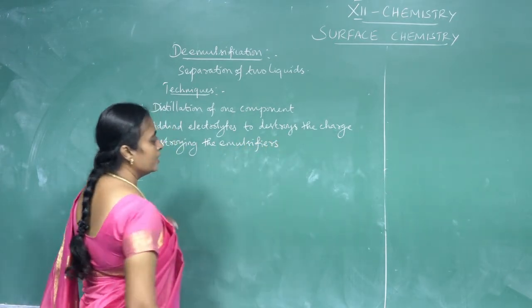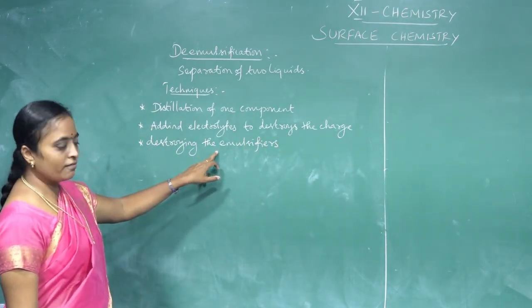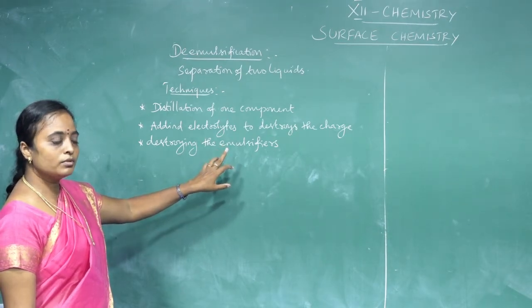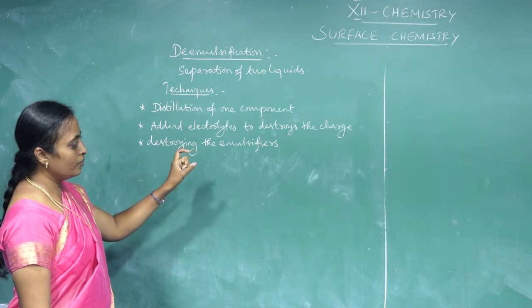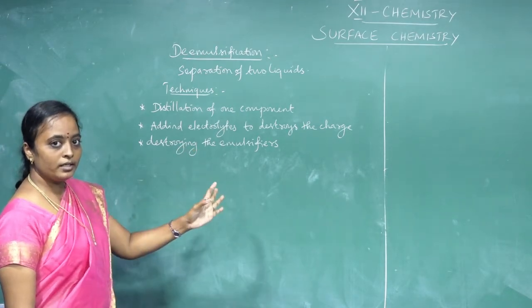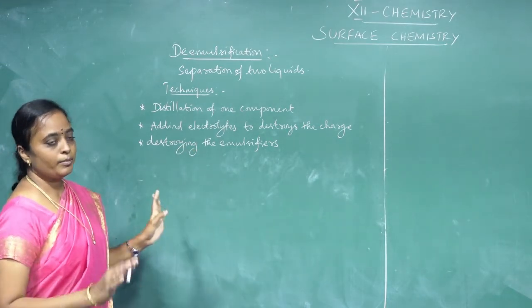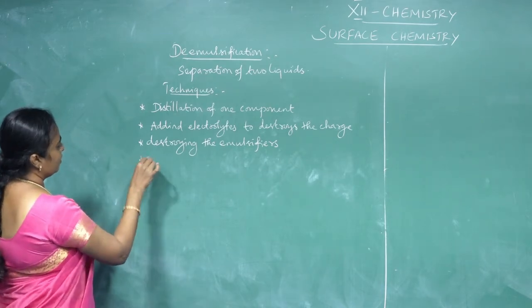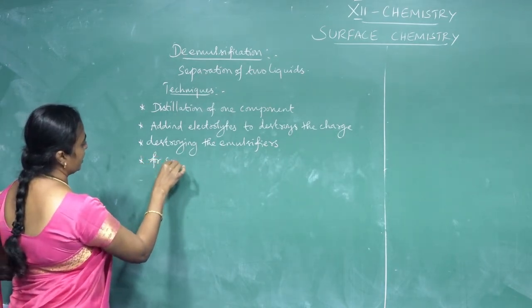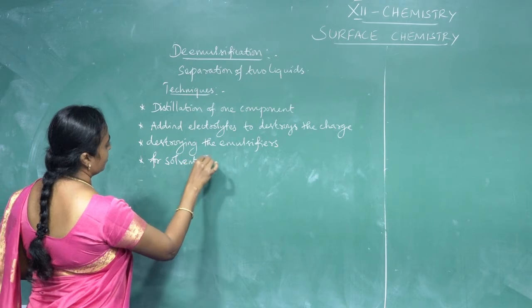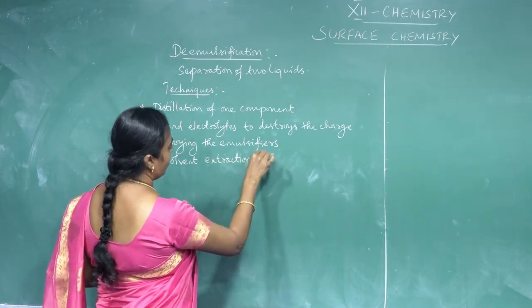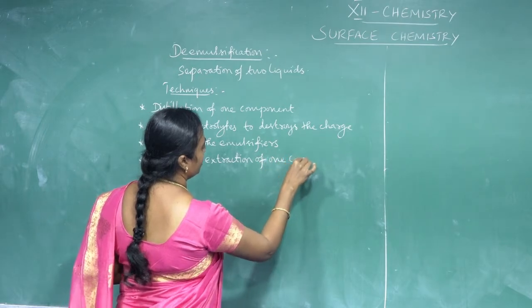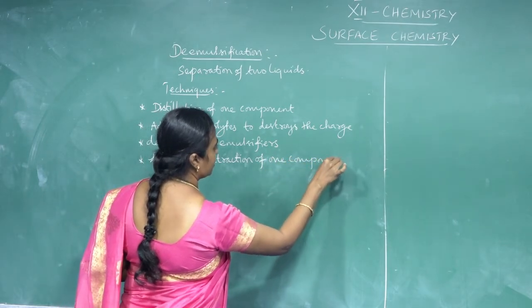By destroying the emulsifiers. For what purpose have we added emulsifiers? To give stability to the emulsion. So whenever you disturb the stability, automatically the two liquids will be separated. In the same way, by solvent extraction of one component, we can separate.